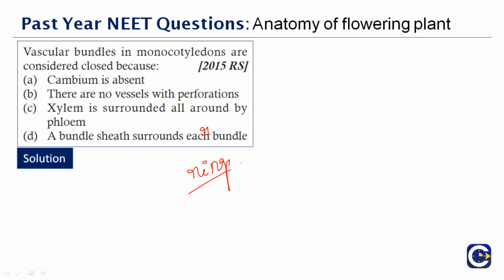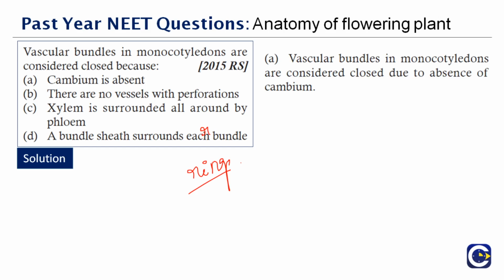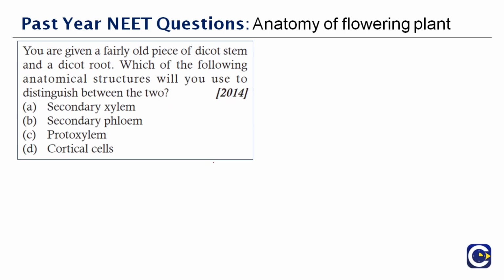I already explained what are vascular bundles. They are present in the vascular plants. And when it comes to monocotyledons, mostly it will be angiosperms, which are flowering plants. So the answer to this question is option A. Next question here. You are given a fairly old piece of dicot stem and a dicot root. Which of the following anatomical structures will you use to distinguish between the two? So here you have four options: secondary xylem, phloem, protoxylem and cortical cells. What do you think will be the answer here?